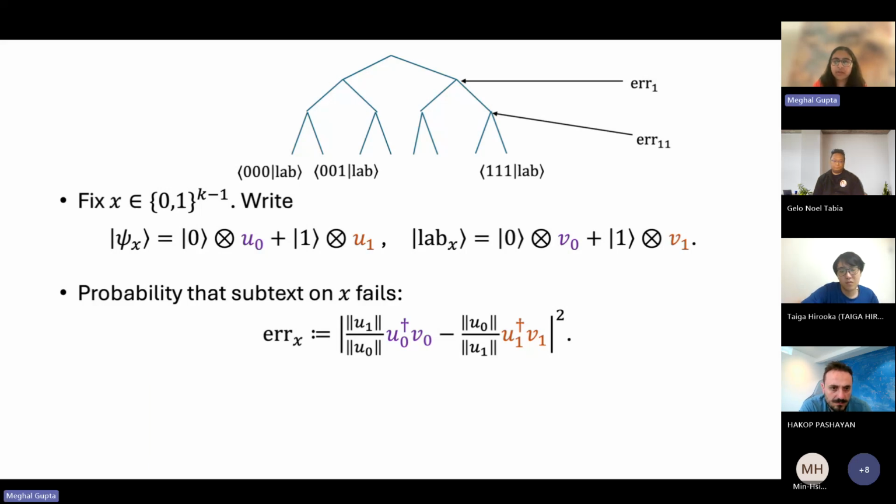Okay, cool. So the two things we need to prove are: we need to actually design the subtest, and we also need to prove that if we have a subtest that fails with at least this probability, then we're done.